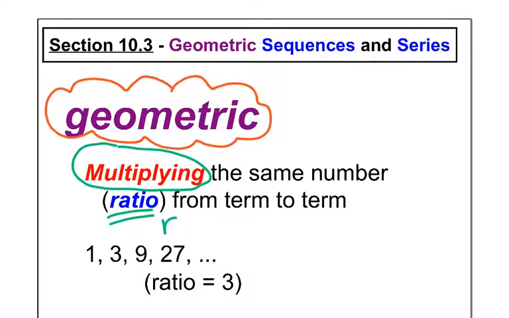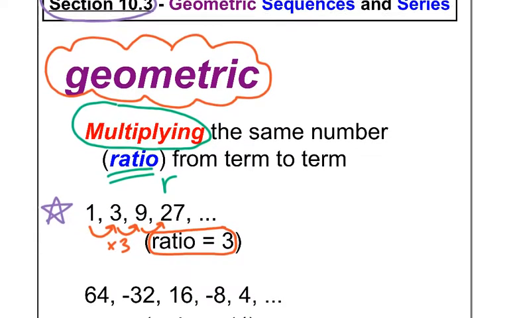So welcome to section 10.3. This is all about geometric sequences and series. So if you look, for example, here's a sequence I wrote out. What am I doing from term to term? Well, here it looks like I might be adding 2 or multiplying by 3. But then if I go further, I'm adding 6 or multiplying by 3, and so on. It looks like I'm multiplying by 3. So the number I'm multiplying each time is 3, so my R, or ratio, equals 3.